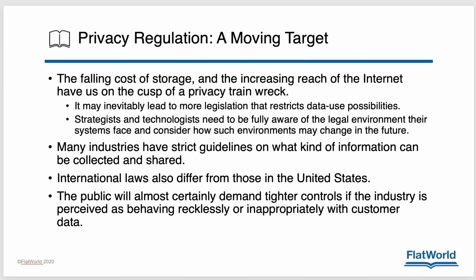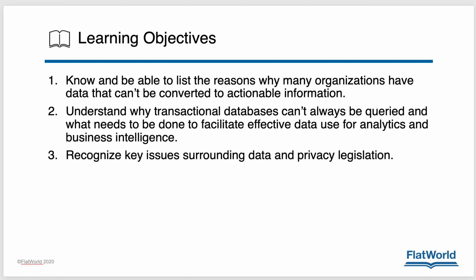So many industries have strict guidelines on what kind of information can be collected and shared. International laws also differ from those in the U.S. Facebook and Google faced a lot of privacy issues in Europe in the past couple of years. And the public certainly will demand tighter controls as this goes forward. You've got to watch out what you get for free. A lot of Google is free. A lot of Facebook is free. Facebook owns Instagram, which people hate Facebook, but use Instagram. A lot of people use their messaging service, WhatsApp. And you don't get all that stuff for free. It's not free. Your information is what you pay for using those free sites.